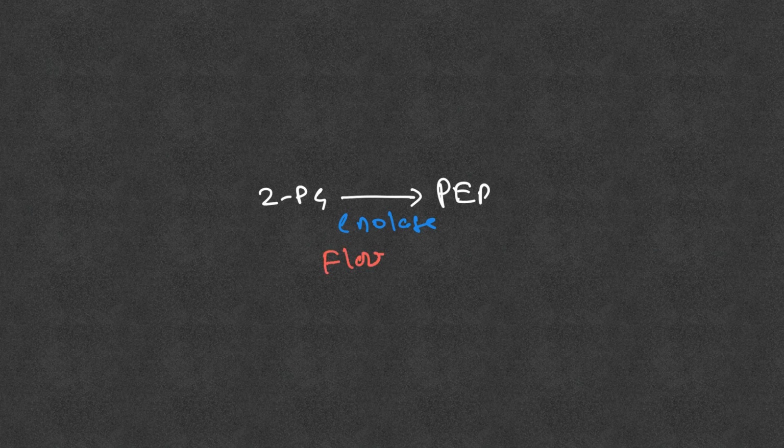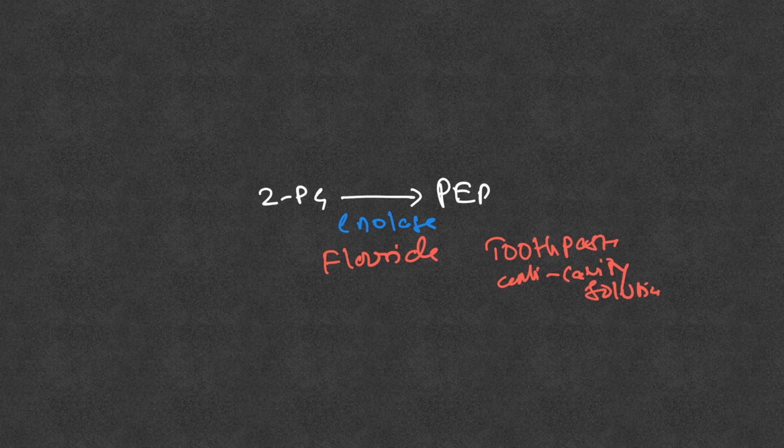is added in anti-cavity solution or toothpaste. The amount of fluoride that is added in this toothpaste or anti-cavity solution is just sufficient to inhibit the bacterial enolase enzyme. Only the bacterial enolase enzyme is inhibited, because that's the amount of fluoride which is added here.